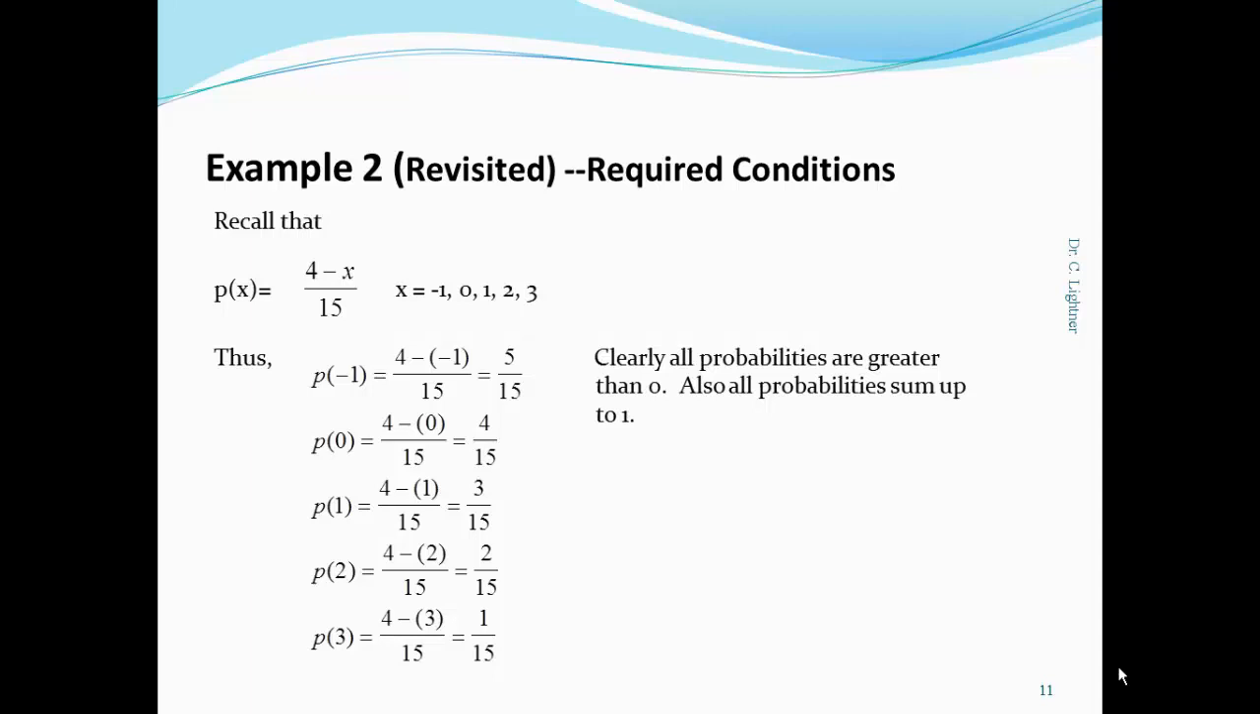How about example 2? Recall, we were given this p of x function for example 2 and the corresponding values of x that can occur. If we plug -1 into this equation, we will obtain 5/15. If we plug 0 into this equation, we will obtain 4/15. If we plug 1 into this equation, we will obtain 3/15. And following the same process, we'll find that the probability that x equals 2 is equal to 2/15, and the probability that x equals 3 is equal to 1/15.